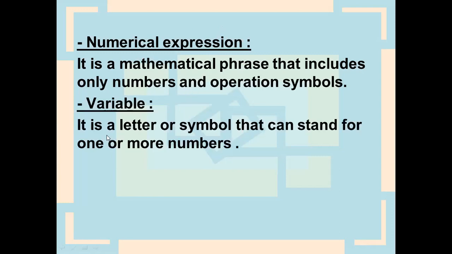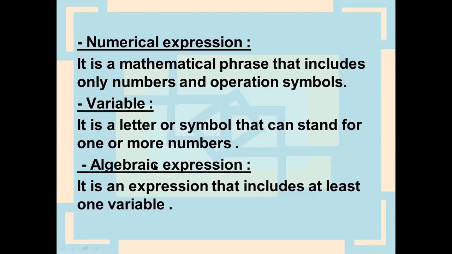We have the algebraic expression. This is the second type of expression. This expression has a letter. This letter is called a variable. The letter or symbol that can stand for one or more numbers.